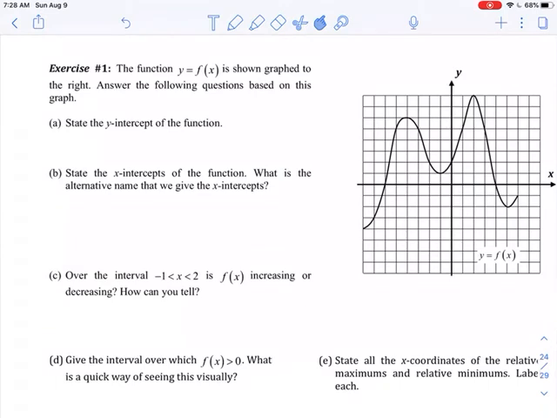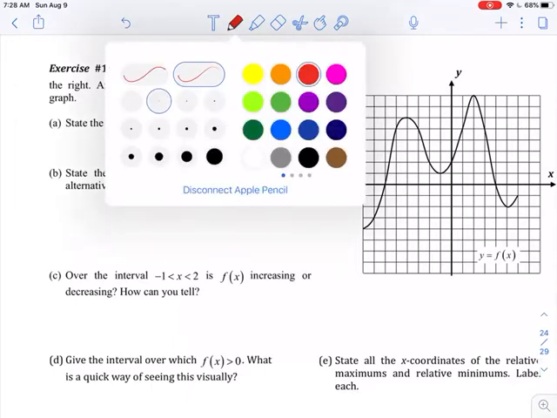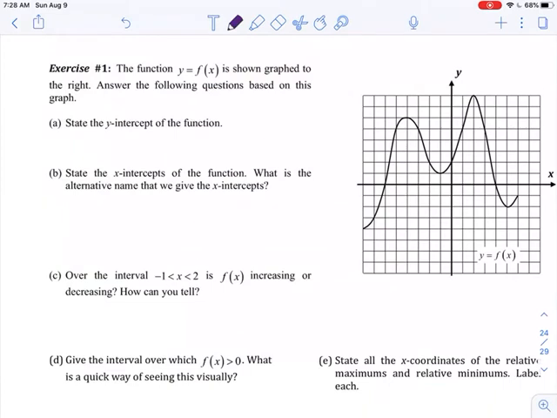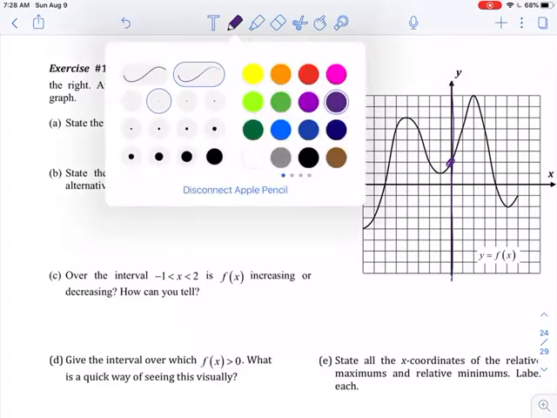All right, function y equals f of x is shown graph to the right. Answer the following questions based on this graph. State the y-intercept of the function. The y-intercept is the point where it crosses the y-axis. Well, let's see where it crosses the y-axis. Here's my y line right here. And the point where it crosses the y-axis is y equals 2.